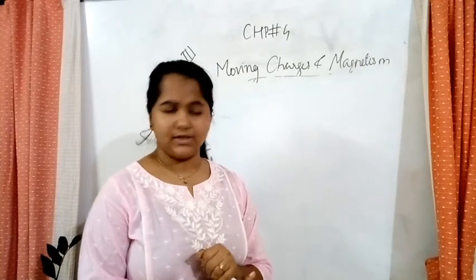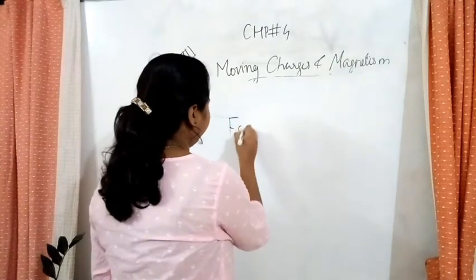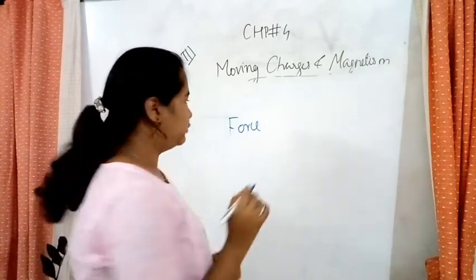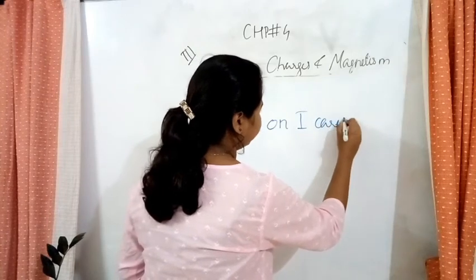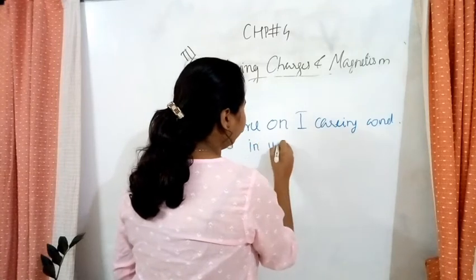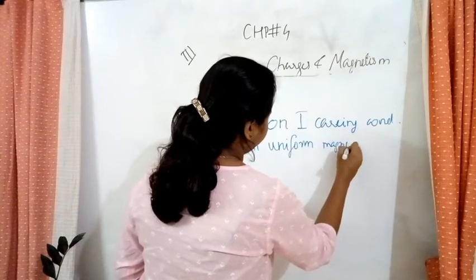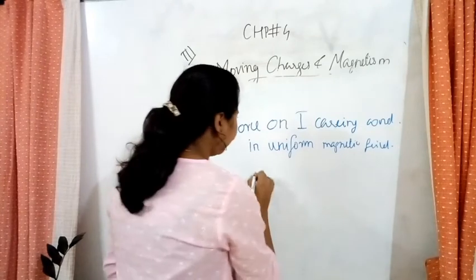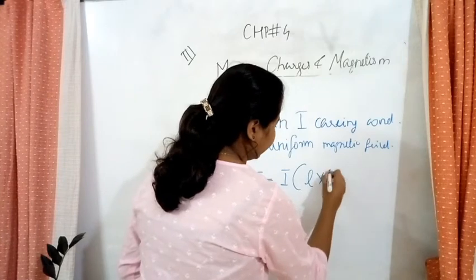So let's get started. The first thing that I have to teach you today is force on a current carrying conductor in a uniform magnetic field. It is given by the equation F is equal to I into L cross B.